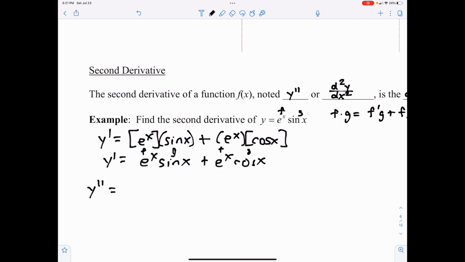So in the first part of the function, e to the x times sine of x, we have the derivative of e to the x, which is e to the x, times the original g, which is sine, plus the original f, which is e to the x, times the derivative of sine, which is cosine, and the derivative of cosine is negative sine.